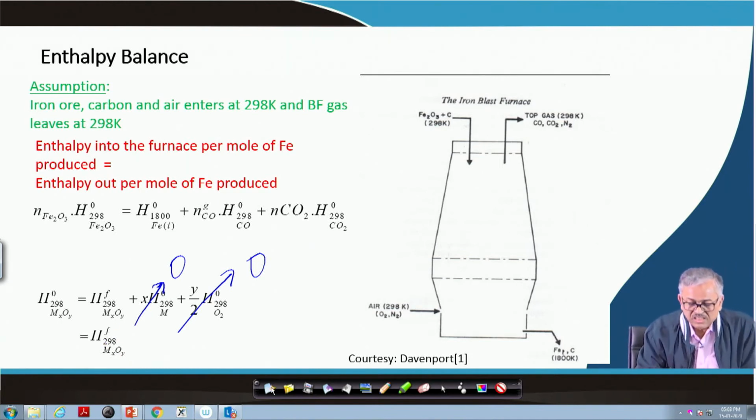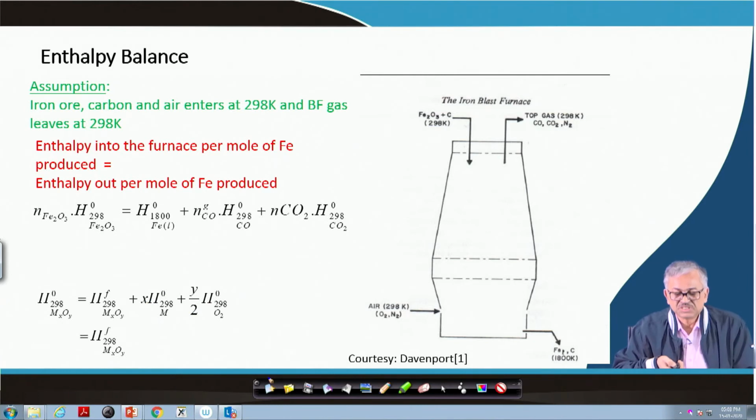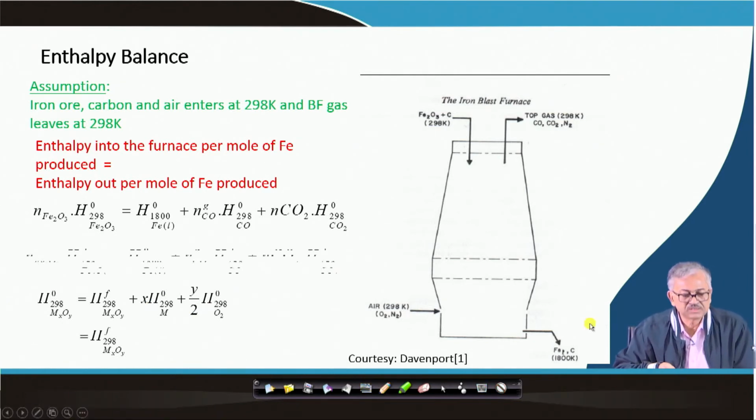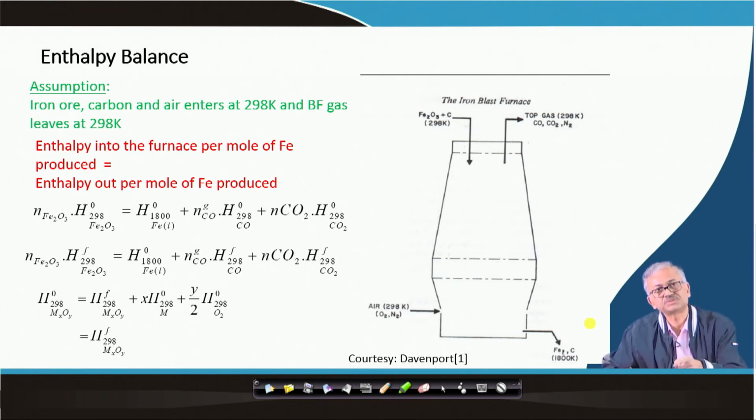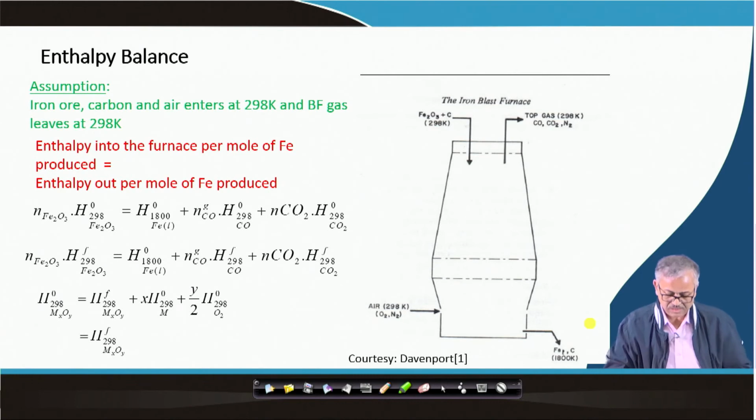So, for that we can write this equation simply as: N_Fe2O3 times the heat of formation of Fe2O3 on the left hand side is equal to the standard enthalpy of liquid iron plus the number of moles of CO that is leaving in the gas times the heat of formation of CO, and the number of moles of CO2 that is leaving in the gas times the heat of formation of CO2. So, all these values are at 298, right.